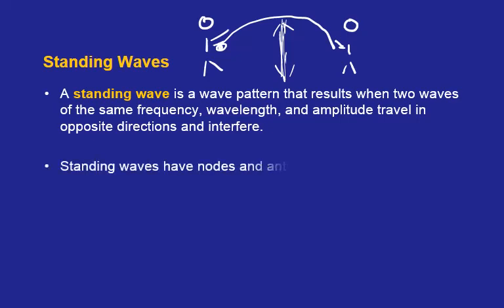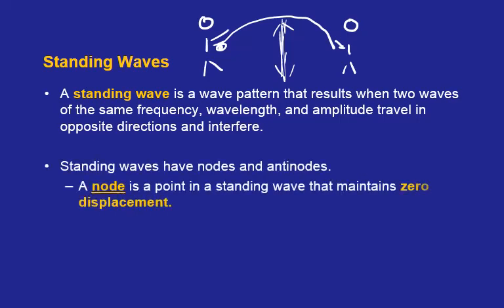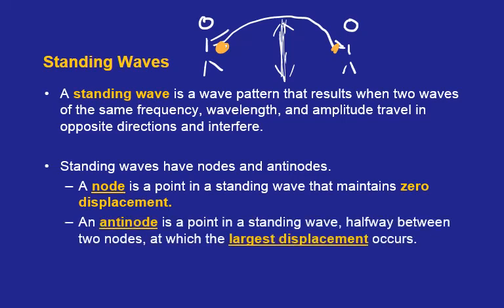And so what standing waves have are both nodes and antinodes. A node is a location where there's no displacement, so that would be like here and here. And then you have the antinodes, which have the largest displacement, which would be right here. So that would be an example of the first harmonic.